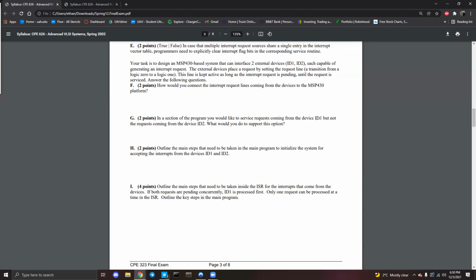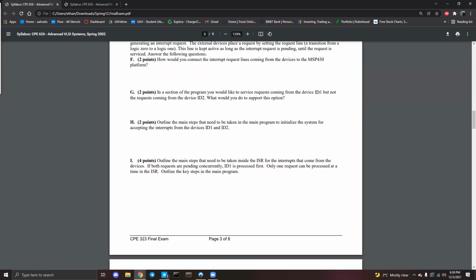And then I is a 4.1: outline the main steps that need to be taken inside the ISR. This is where you do the if branching that we're familiar with. His move for this one is he just calls it P2 ISR. How we'd call it in our thing is, we name them, but obviously the pragma vector name for this is port 1 vector or something. I believe it is port 1 vector. And then you go into your interrupt, and then you have 2 ifs.